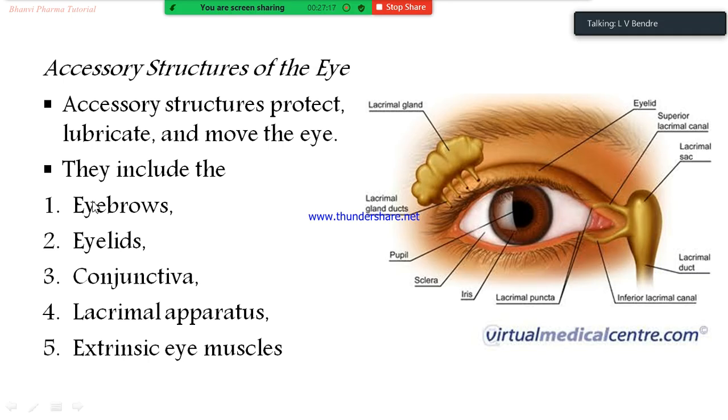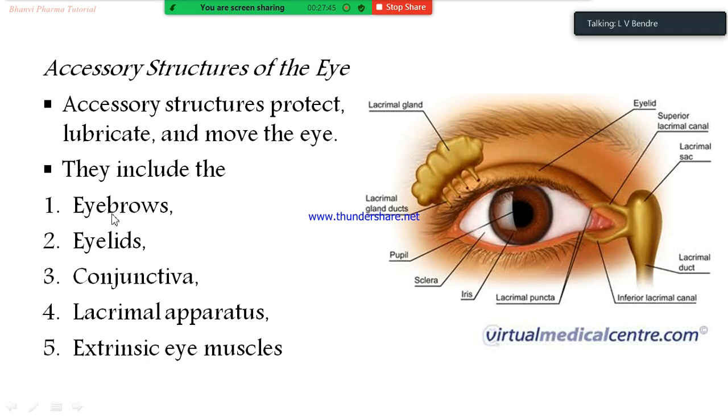You see the diagram of the eye. This is the lacrimal gland, and this is the duct of the lacrimal gland. What are the lacrimal glands? The lacrimal gland contains tears. The tears are accumulated in this area or secreted from this area. That is the lacrimal gland.